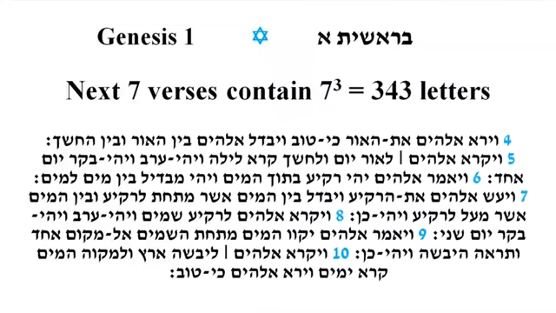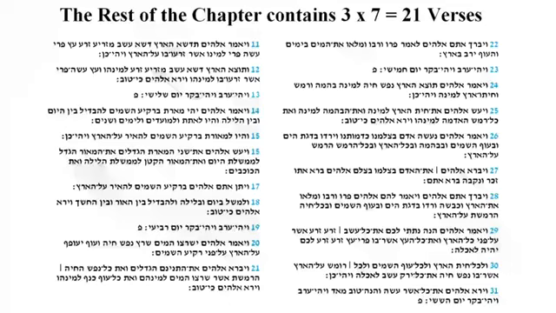And the remaining verses of Genesis 1, we've already taken care of 3 and 7. Those 10 are gone. There's 31 verses total. So there's 21 verses left, which is 3 times 7. So this 3 and 7 pattern, it just is endless, okay, that he's put in there.